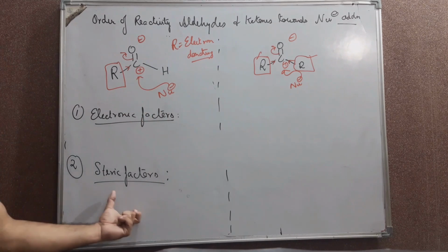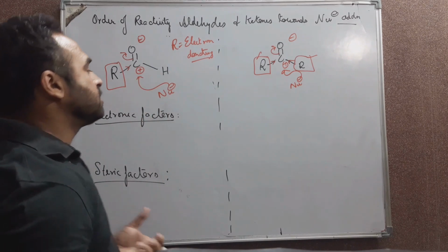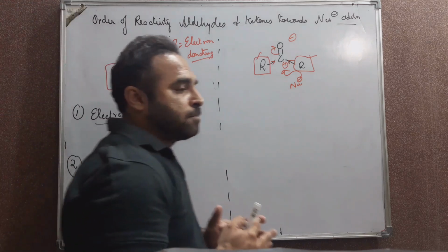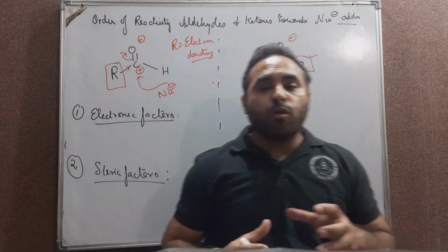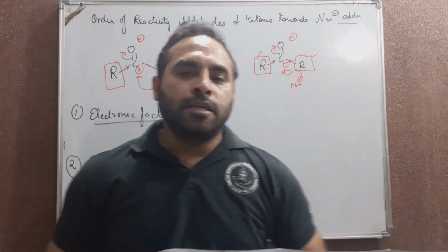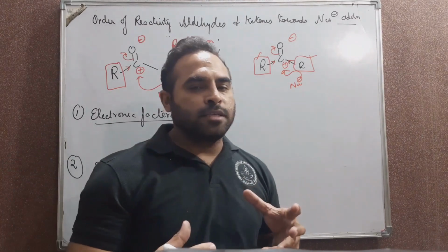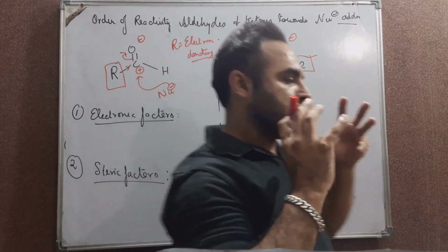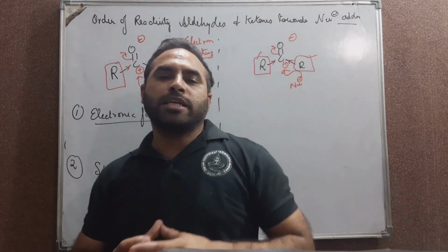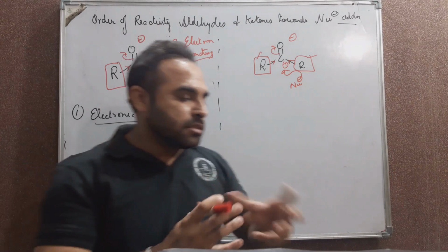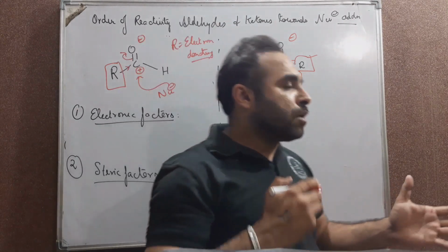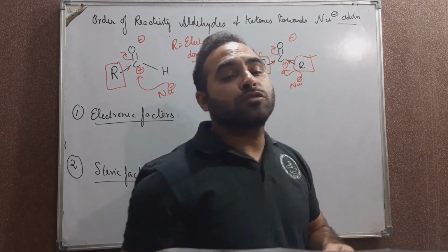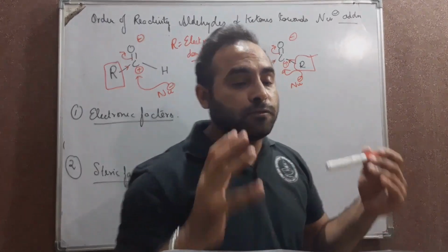Now comes the second reason, which is the steric factor. The steric factor means whenever the reaction happens, the molecules should collide with proper energy and proper orientation. If they have the proper energy to cause the reaction, but the molecules' orientations are not correct, they are not reaching each other at the position where the reaction should happen, the reaction will never happen.